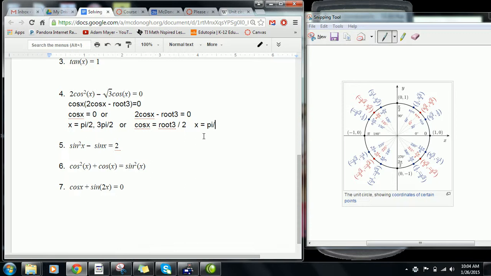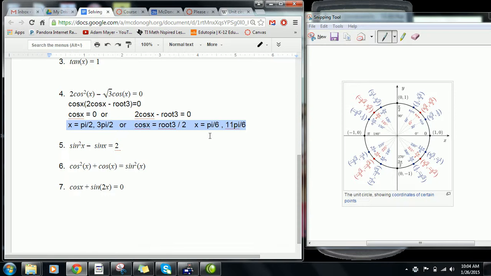and also that same essentially reference triangle, reference angle in the fourth quadrant, where cosine is root 3 over 2, which is 11 pi over 6. So this particular equation has 1, 2, 3, 4 solutions on the interval 0 to 2 pi.